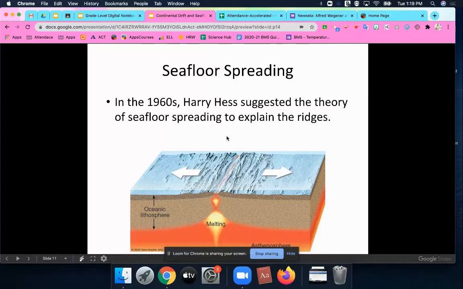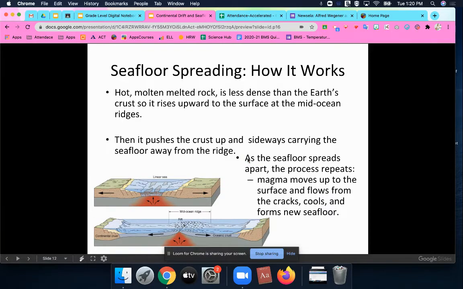All right. So, in the 1960s, Harry Hess suggested the theory of seafloor spreading to explain the ridges. So he said, all right, I kind of believe this Wegener guy, but why? Well, let me tell you, this is why, or how. Hot, molten, melted rock is less dense than the Earth's crust, so it rises upward to the surface at the mid-ocean ridges. Then it pushes the crust up and sideways, carrying the seafloor away from the ridge.